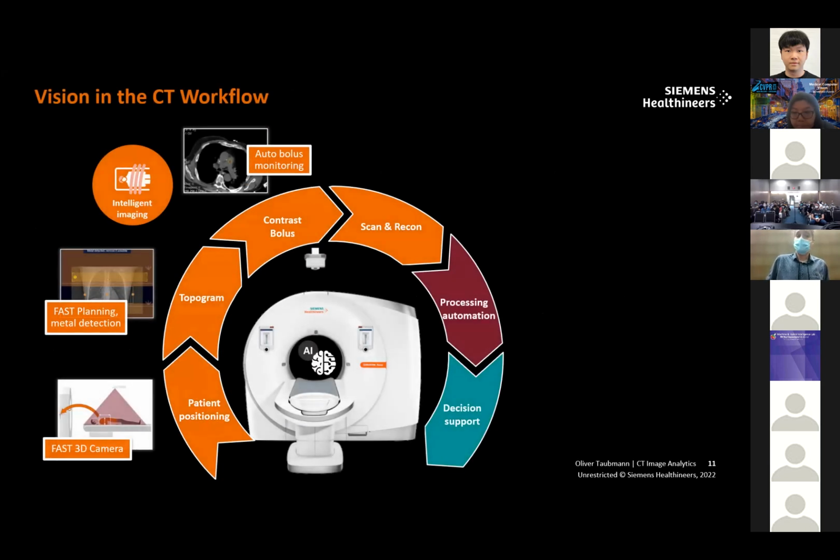Then if you need contrast agent, you might want to first have a bolus tracking or monitoring to time the delay right. And then when it comes to the actual scan and recon, besides, of course, the whole field of deep learning-based reconstruction, even with conventional reconstruction, models can help with quality checks. Is my coverage sufficient? Is my image quality sufficient? Do I have enough contrast agent?